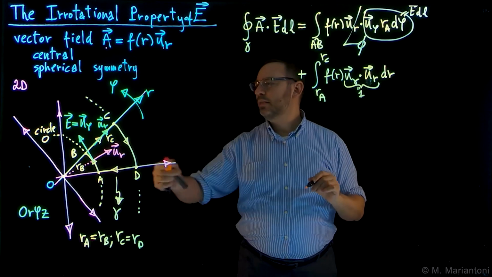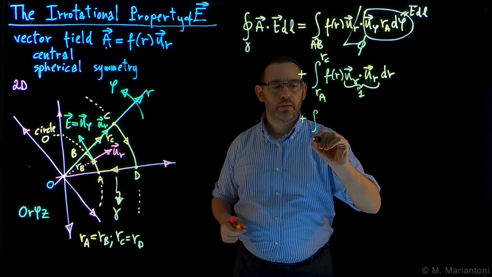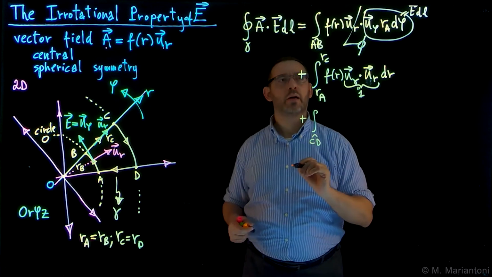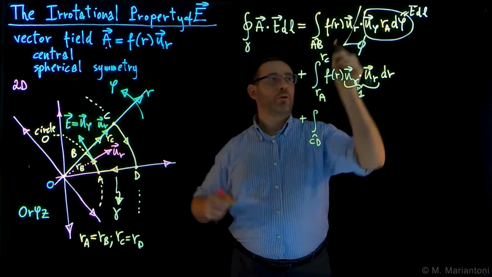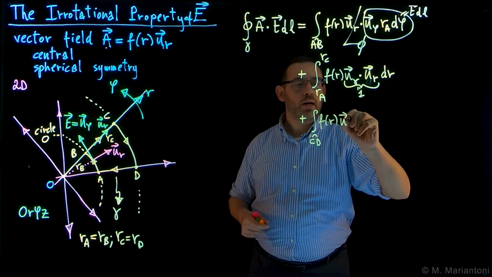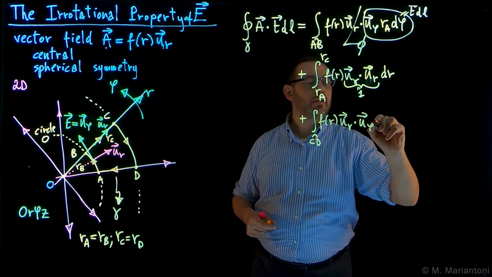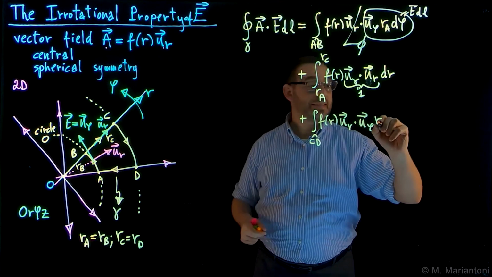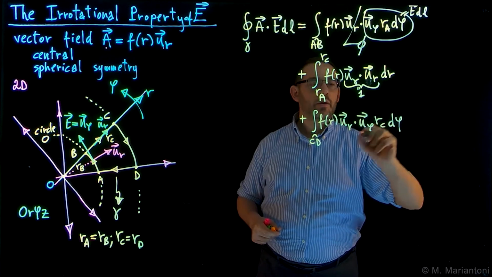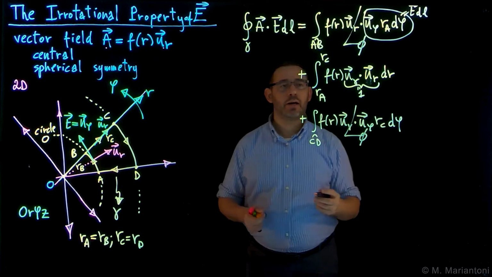Excellent. So obviously this quantity gives me 1 in this case. Good, what about the integral on the arc CD? Well, on the arc CD, we are performing the same integral as the first one, so we have F of R UR dotted with u phi, R in this case RC, d bar phi, and this again gives us 0 because UR and u phi are orthogonal to each other.